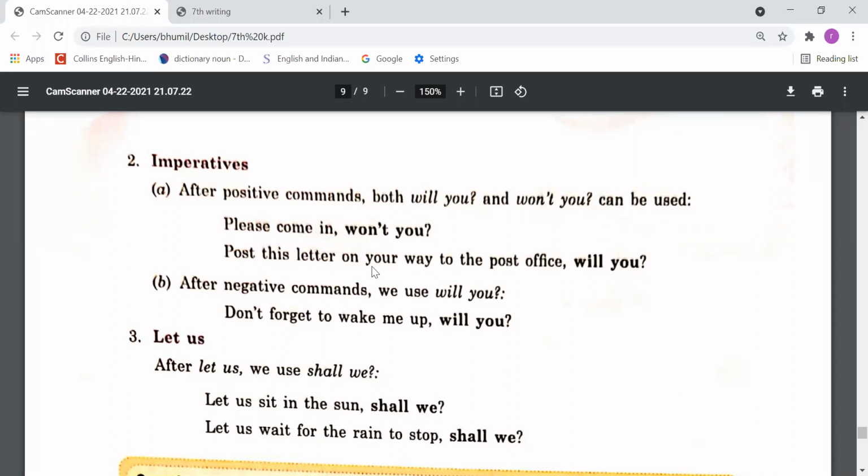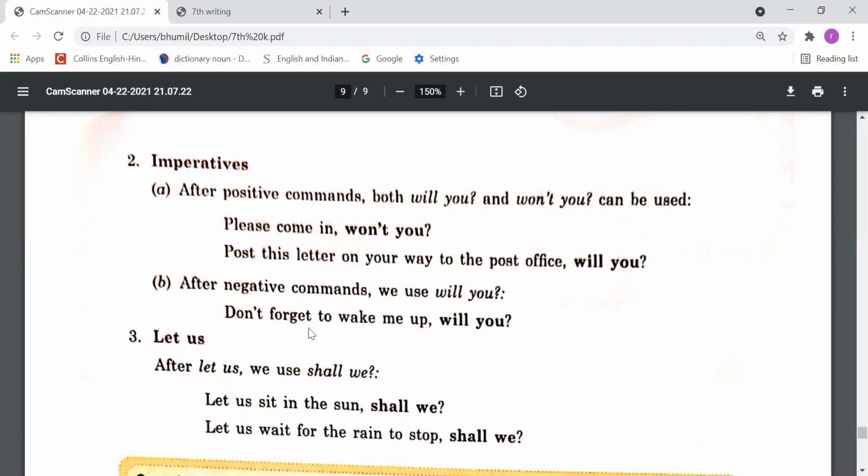Post this letter on your way to the post office, will you? Or you can also say, won't you? So for positive imperative sentences, you can make either a positive or a negative question tag. Second point: after negative commands, we use will you. Dear student, remember this point: when your imperative sentence is already in negative form, then you will make only a positive question tag.